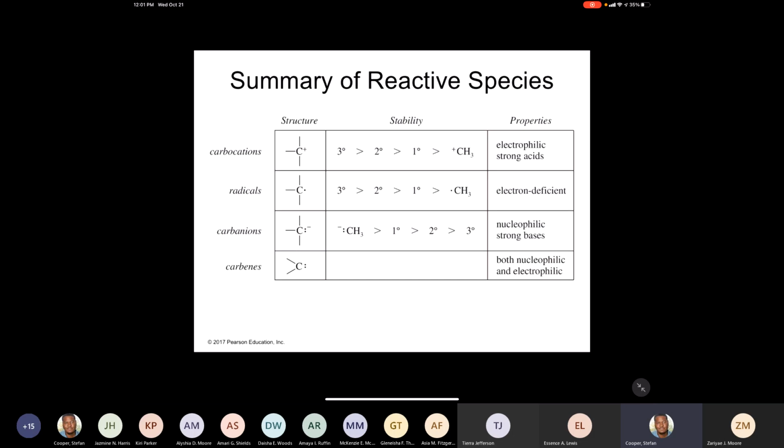Lastly, we ended today with the discussion of all carbon reactive intermediates. Carbon with a plus is called a carbon cation. A carbon with a single electron is called a radical. A carbon with an additional lone pair is called a carbanion. And a carbon that only has 2 bonds and a lone pair is considered a carbene. All right. We'll talk more about how all these reactive intermediates work throughout the rest of your organic careers. All right. I'll see you guys in the next class. Be safe.